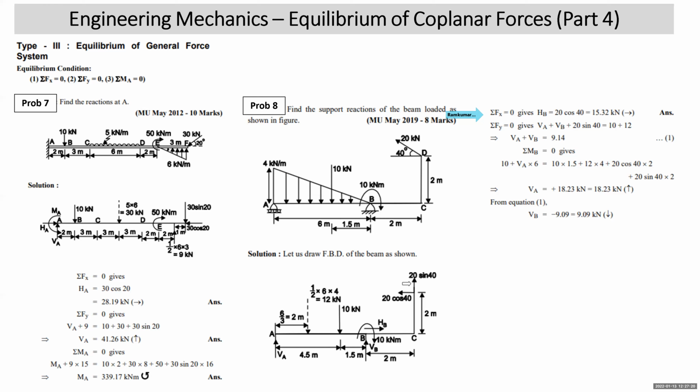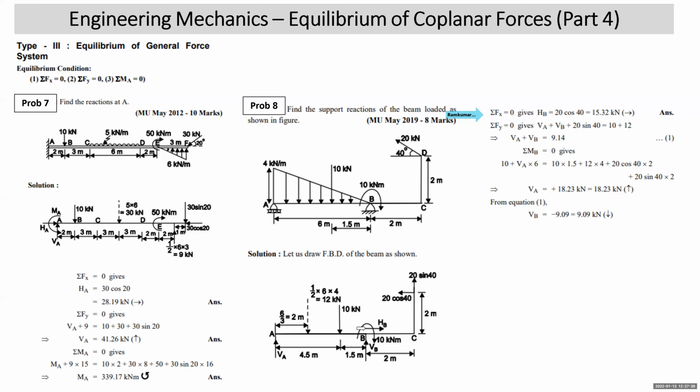VA plus VB plus 20 sin 40 is equal to 12 plus 10. You get one equation, VA plus VB is 9.14. Then we take moment about B. Why did I decide to apply moment about B? So that two unknowns will go off. HB and VB will go off and VA will be arrived at.